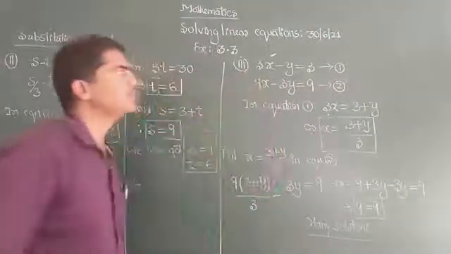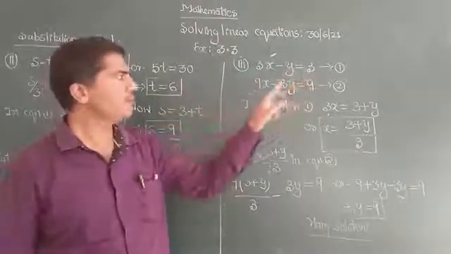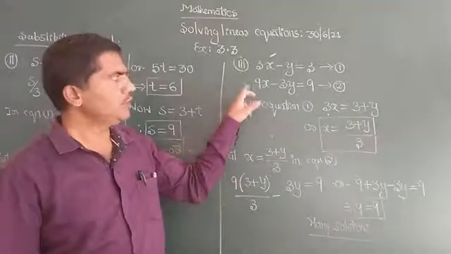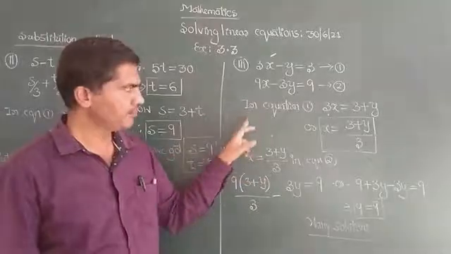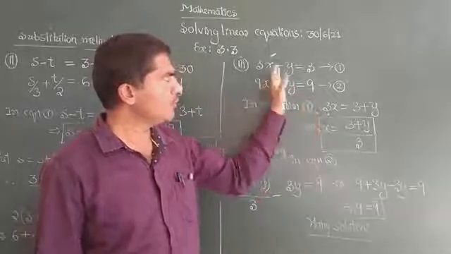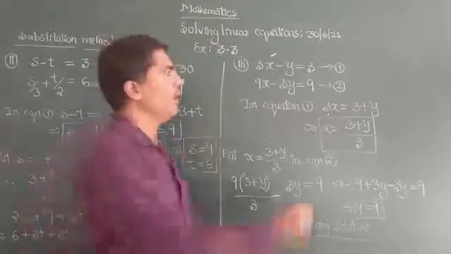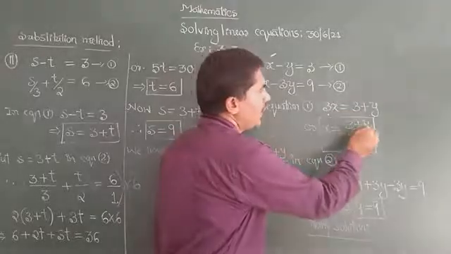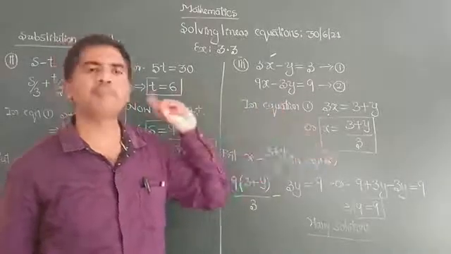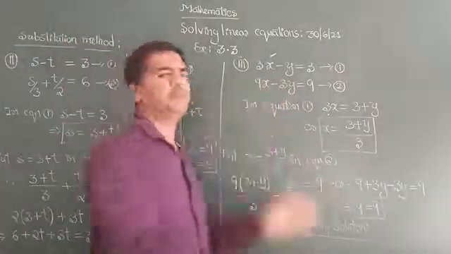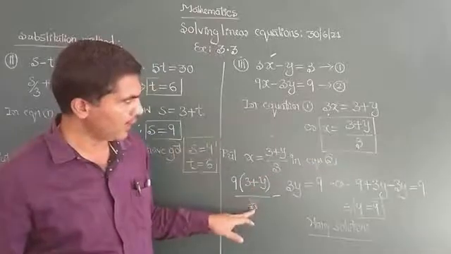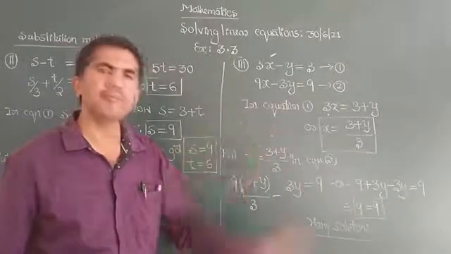One more, third question. 3x minus y equal to 3, 9x minus 3y equal to 9. So these two equations, when I try to solve the same method, in equation 1 I have 3x minus y equal to 3. So 3x equal to 3 plus y or x equal to 3 plus y divided by 3. Now I have got the value of x in terms of y. I will put that in equation 2. 9 into, in the place of x I will put 3 plus y by 3 minus 3y equal to 9.